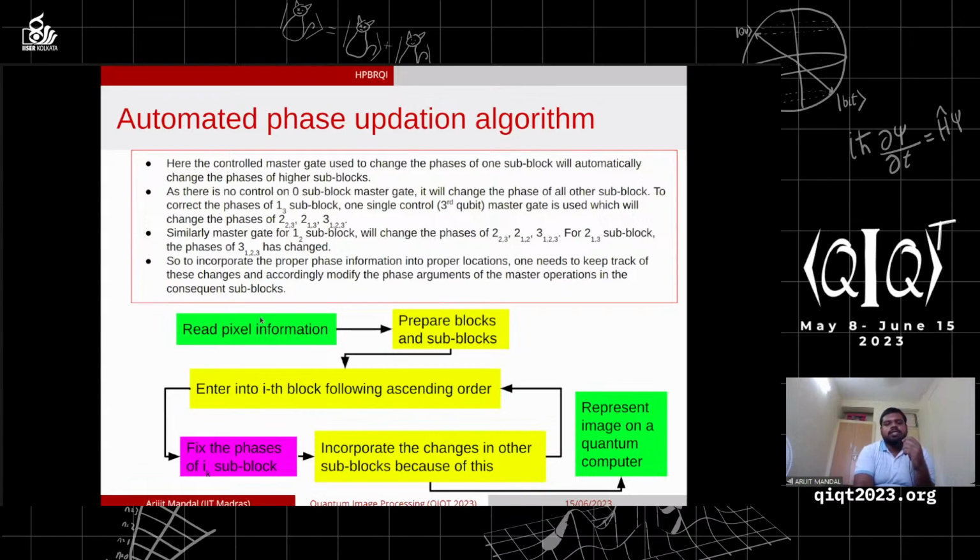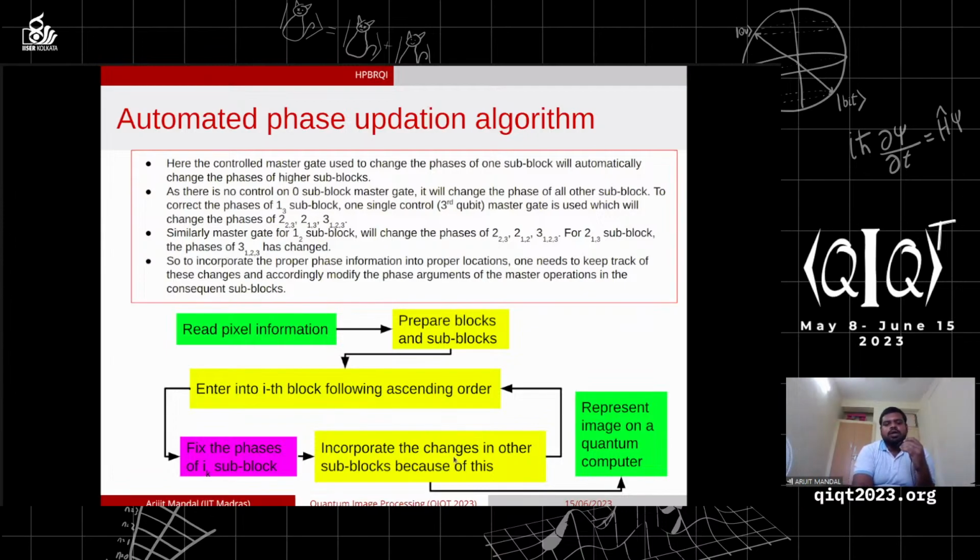First it will read the pixel information, then it will prepare the blocks and subblocks. Now it will enter the blocks in ascending order. Let's say from 0, then block 1, then block 2, then block 3, and so on. Now after entering block 1, it will fix the phases of all subblocks, and it will keep the record of how it will change the higher subblocks. And in this part, one phase updation formula is applied, which will maintain all this, and which will give you the phases that you need to feed to the circuit.